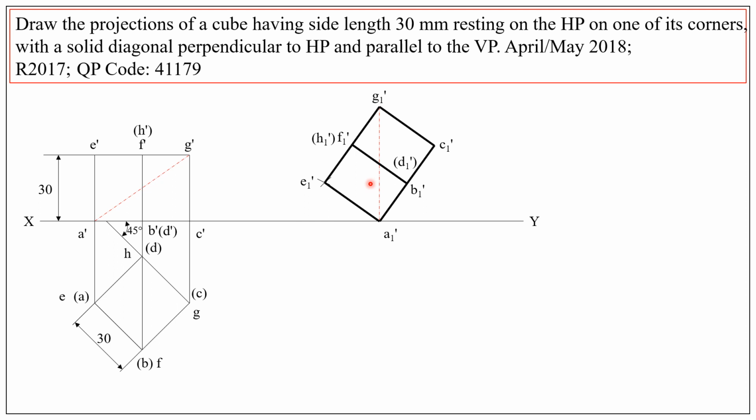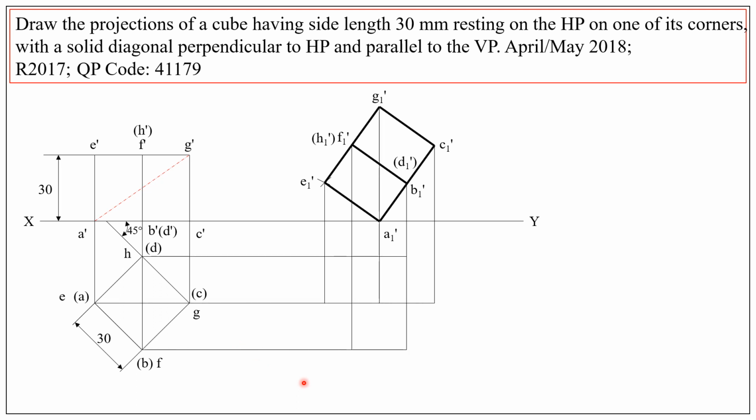What is next? We need to draw the final top view. So how to draw this final top view? Draw projectors from each and every corner points on this face. Similarly, draw projectors from the corner points A1, B1, C1, D1. From the assumed top view, draw horizontal lines and obtain the points E1, F1, G1, H1.